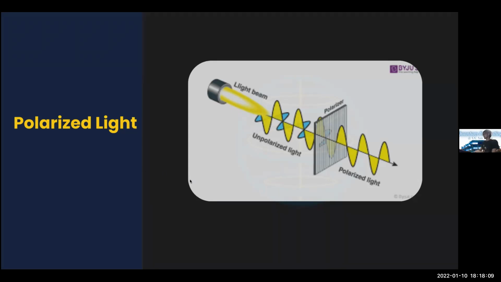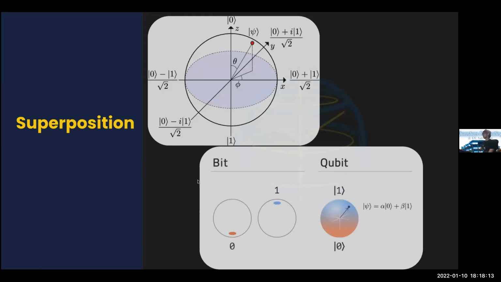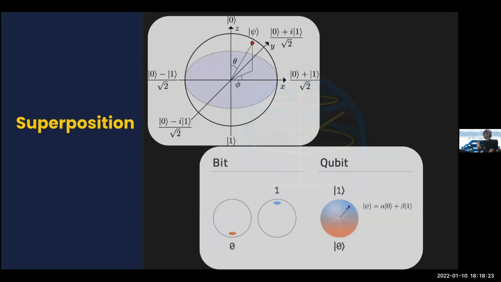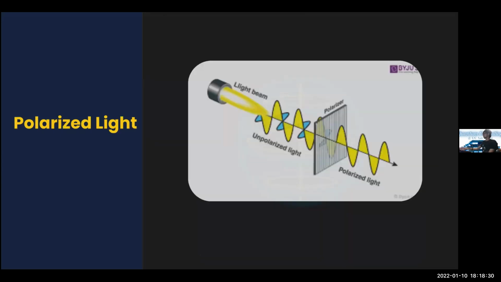Now, why is this important? Well, going back to the superposition idea in a qubit, what you essentially have is you can have the photon be like a qubit. Its polarization direction is any of the states that it can be in. And the measurement you're making is when you put it through a filter to see which direction it's polarized in. Okay.